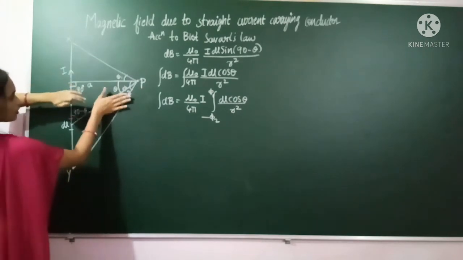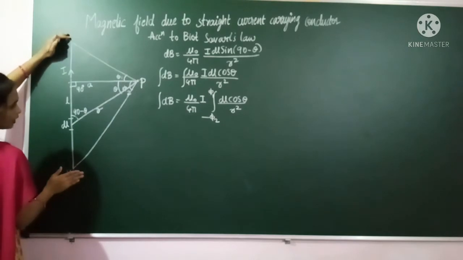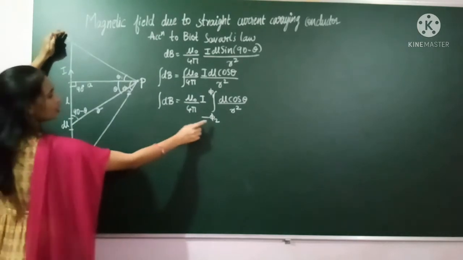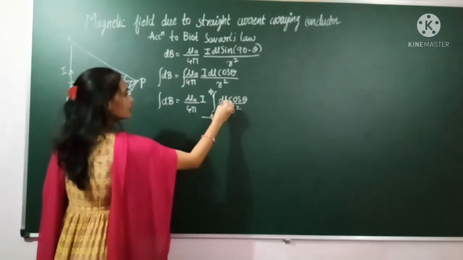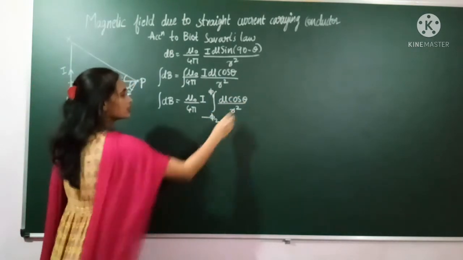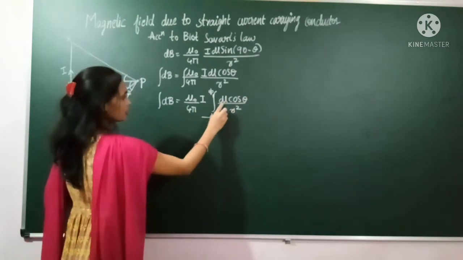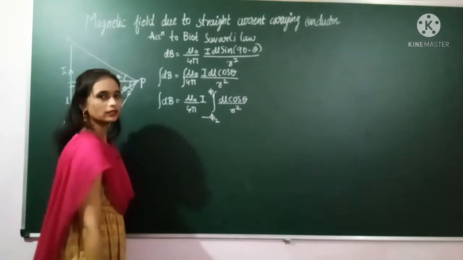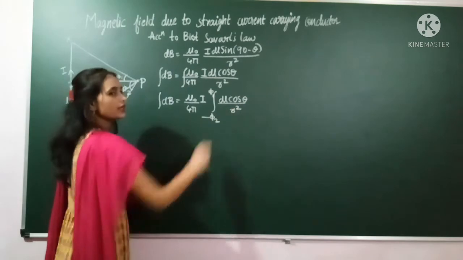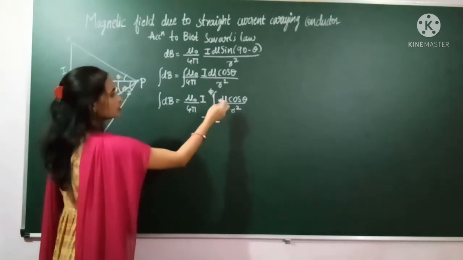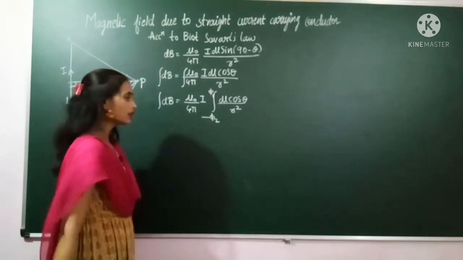But if you cover from phi 2 to phi 1, if you cover this whole angle, we will cover this whole wire. Because of that we are applying the limit minus phi 2 to phi 1. Next, dl cannot be integrated with theta, and theta cannot be integrated with r, because dl is in terms of length and theta is in terms of the angle. So both cannot be integrated, and similarly theta cannot be integrated with r. So we will convert this dl and r in terms of theta, and then we will do the integration.